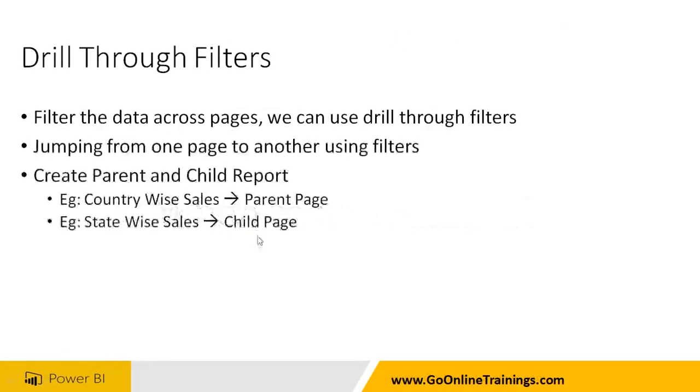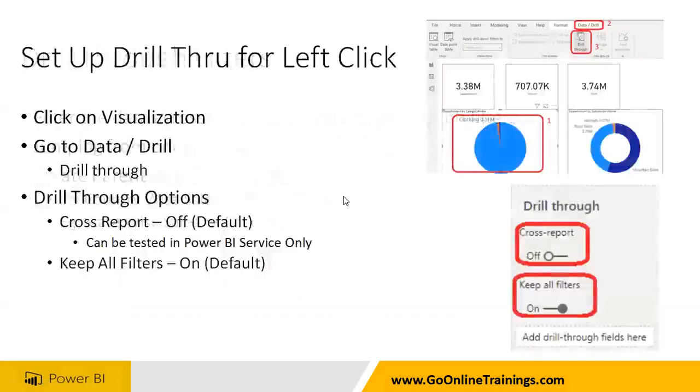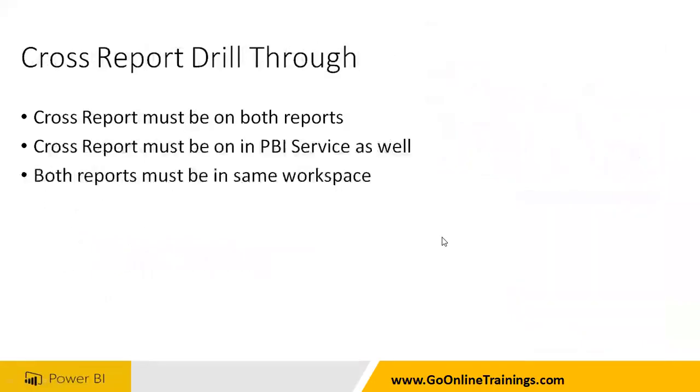When to use filters means to apply, to filter the data. So drill through means filter the data across pages. We can use drill through, jumping from one page to another using filters. Create a parent and child, country by sales or state by sales. And where you need to apply, go to the second one. In that, you need to drag and drop the country as a drill through filter. That's it. Okay, so cross report and all these things also we discussed.